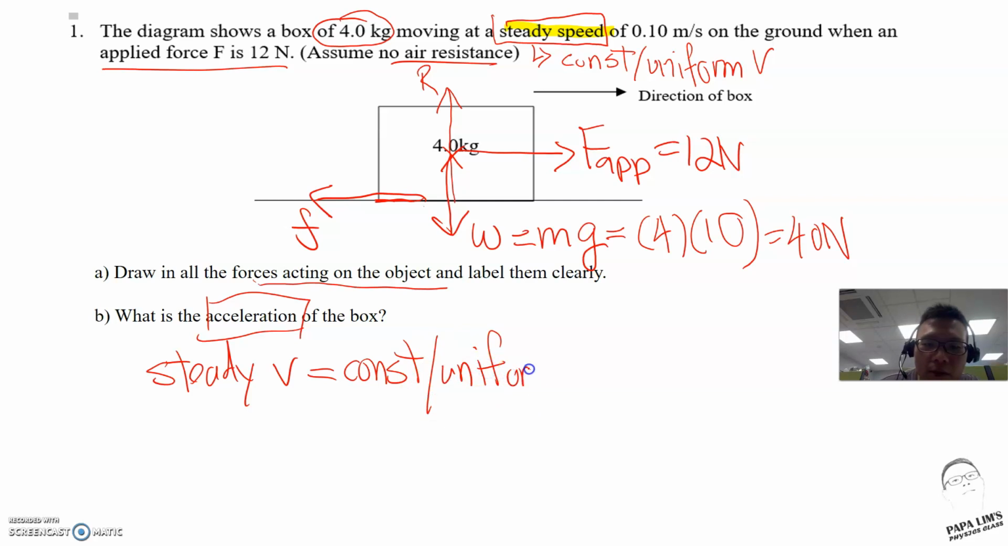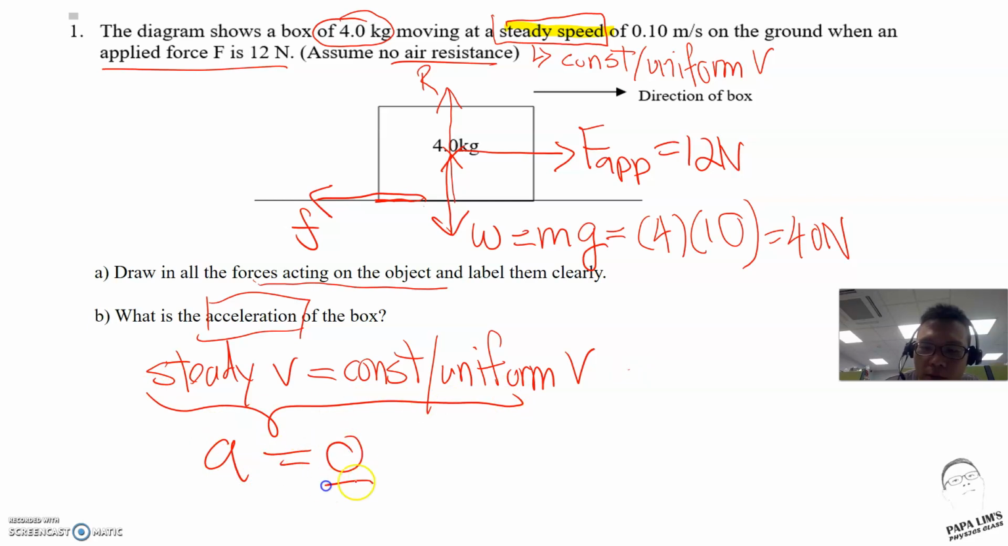Uniform speed, and this information will tell us that the acceleration of the object is actually 0. So the acceleration for the object will be 0 meter per second square, because based on the question, it is moving at constant speed or steady speed. So take note of this. This fact is one of the common tricks that we use in the question.